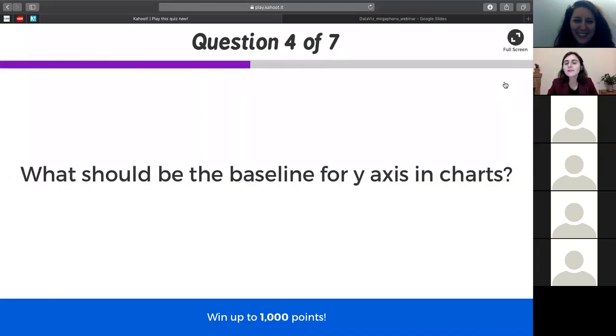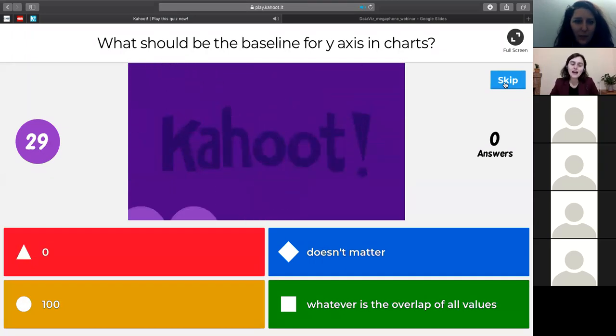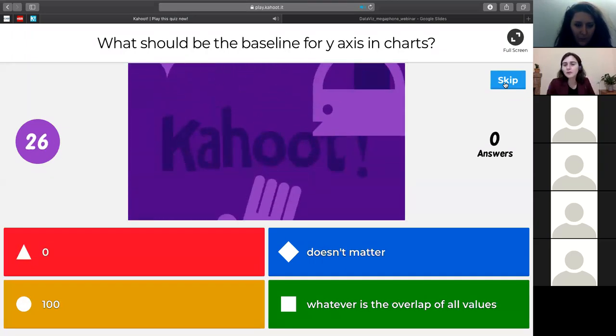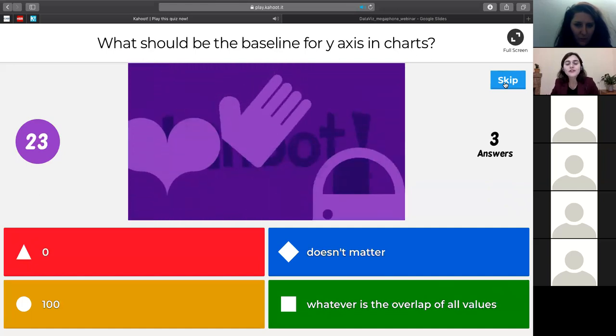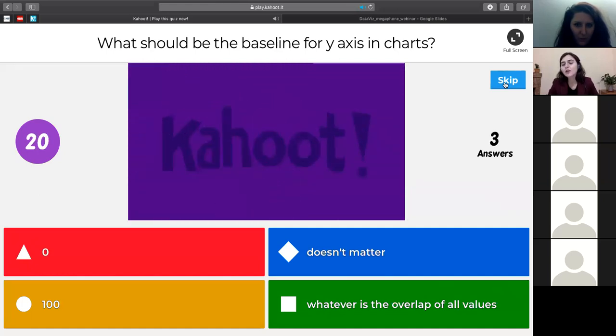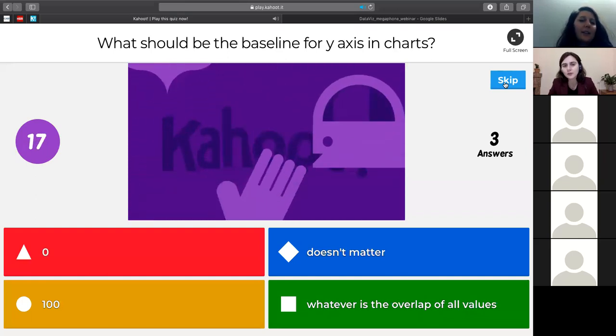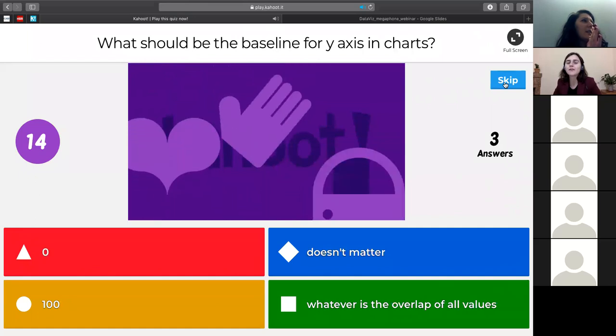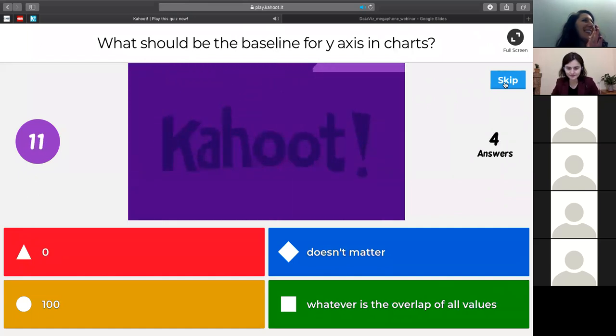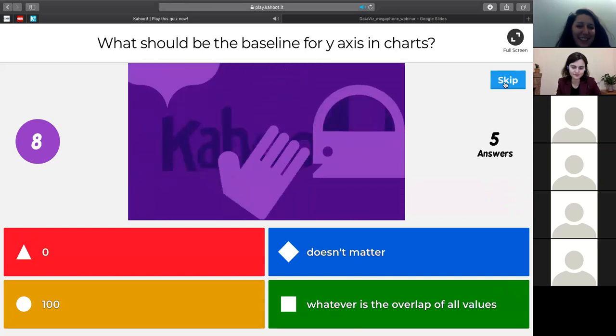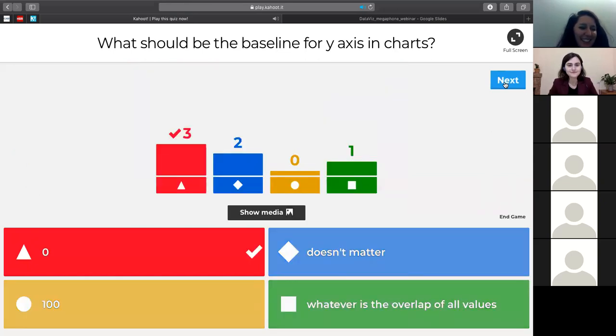What should be the baseline for y-axis in charts? Red answer is 0. The blue one is that it doesn't matter. Orange one is 100. And the green one is whatever is the overlap of all values. It should be 0. Because otherwise, if we do not start y-axis from 0, it will create misconception visually, and it means that we are lying with our visualization.